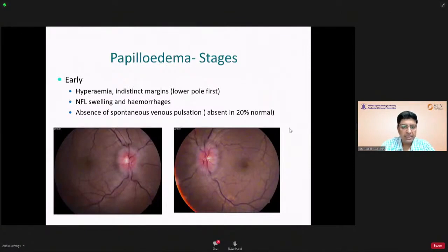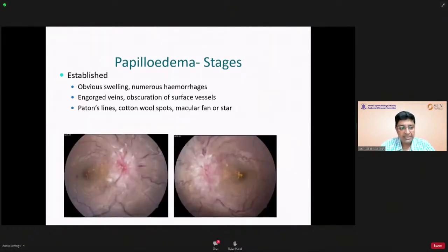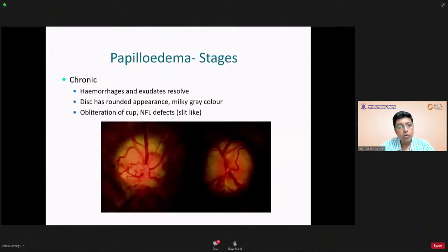You could have it early when there are just early blurred margins where the margins are not very clear or the vessels are just obscured or just there is a bit of hyperemia. Over time, it gets established where the margins become extremely difficult to identify. There are a lot of exudates and hemorrhages. It can go on to a chronic stage where the edema starts coming down, but you have signs of old edema.